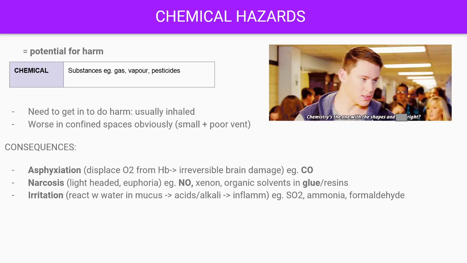Narcosis is like nitrous oxide and things they use on kids when they have procedures, and maybe you at the dentist. And that's like glue and stuff as well. So it causes you to feel lightheaded and euphoric. And irritation, so that's things you inhale that react with your mucosa and cause inflammation, such as sulfur dioxide, ammonia, formaldehyde and stuff.